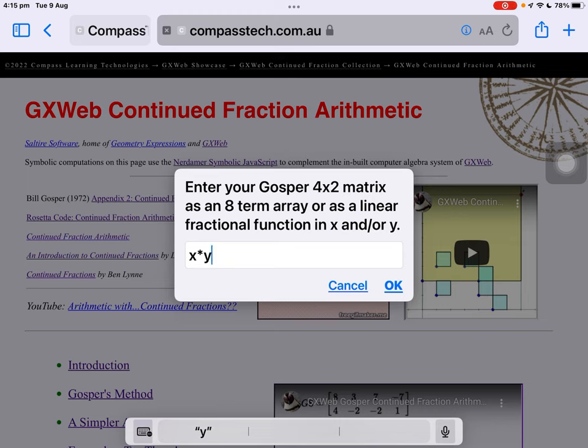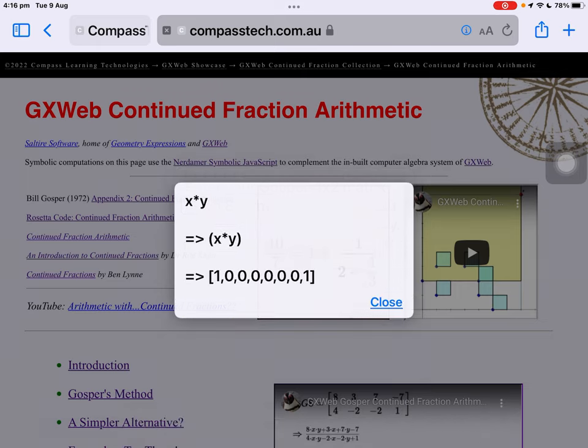Let's begin with the simplest of examples. Our linear fractional transformation is going to be simply the product of our two continued fractions, X and Y. So we can enter it as a 4x2 matrix, or more simply as an 8-term array, or we can just type in our linear fractional function. So let's use X times Y. We're going to multiply two continued fractions together.